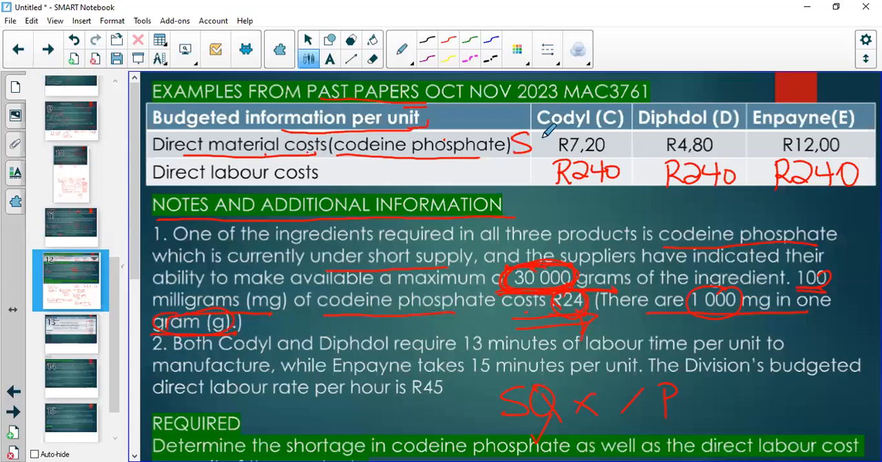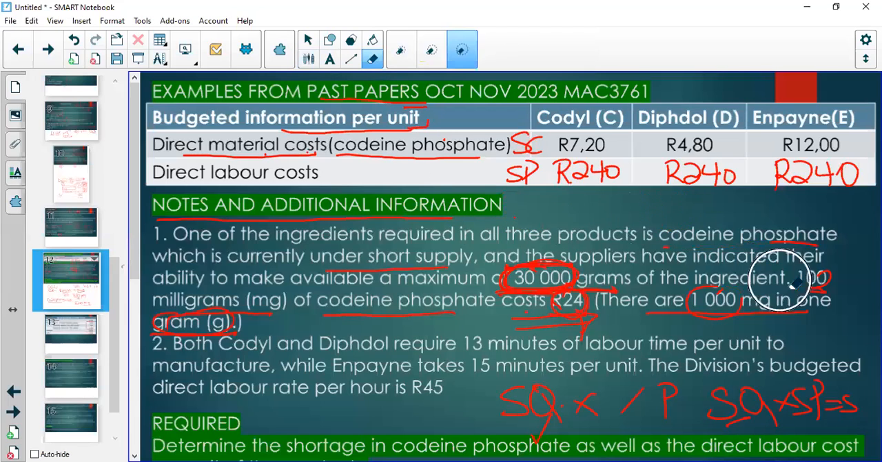Now we have the standard cost per unit and the standard price. We can determine the standard quantity by simply saying standard quantity is equal to standard cost over standard price. Remember that formula, that equation I told you about. Standard quantity times standard price is going to give us the standard cost. And remember the units of measurement. So if we have our units of measurement here as 240 per gram, then it means that our standard quantity is going to be grams per unit.